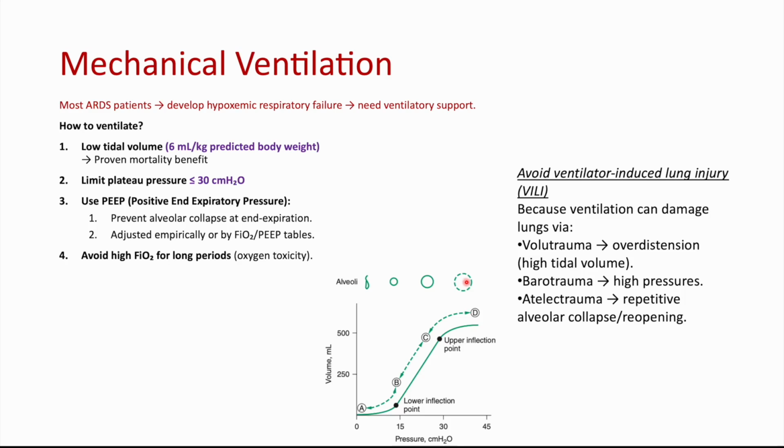Then three things happen in ventilator induced lung injury, like volume trauma, barotrauma, or atelectotrauma. So also keeping these alveoli in repetitive alveolar collapse will lead to atelectotrauma.